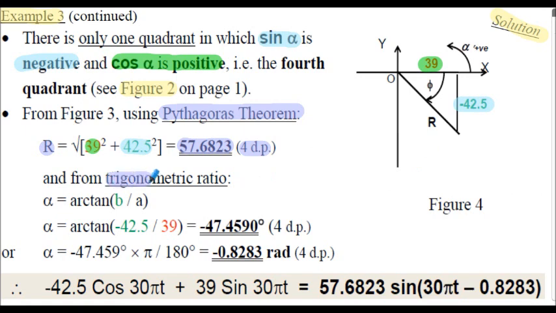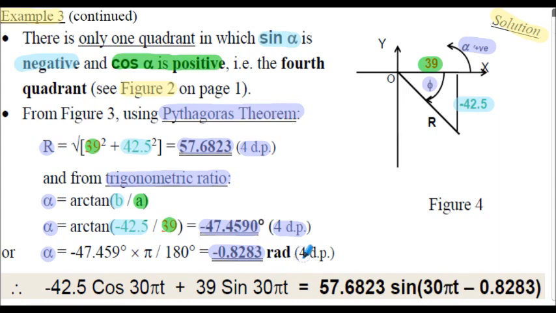And from our trigonometric ratio, to find angle alpha, I'm actually going to measure angle alpha negative, so it's actually this angle phi labelled here. That's simply the inverse tan, or the arctan, of negative 42.5 divided by the 39. So alpha is actually negative this time. Its sense is opposite to that shown here on our diagram. It's negative 47.4590, 4 decimal places, and I've also converted it in terms of radians here, negative 0.8283.